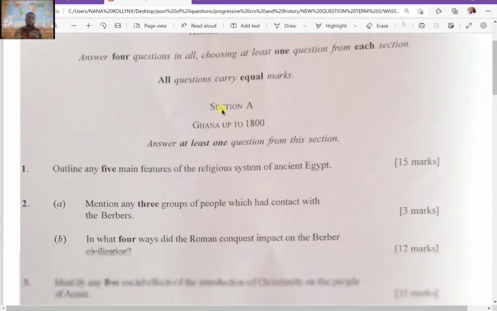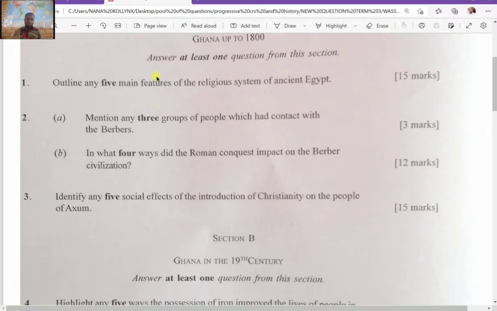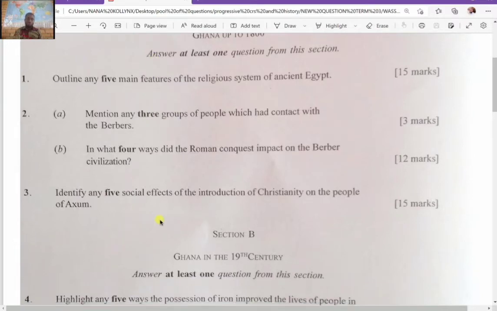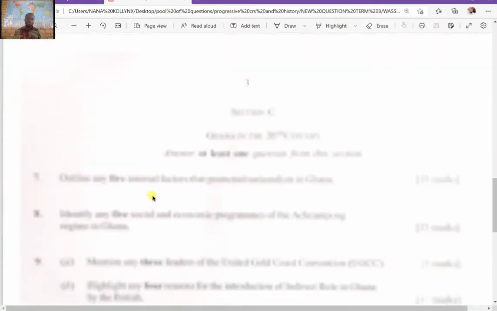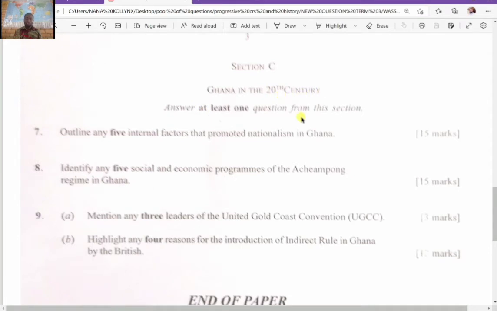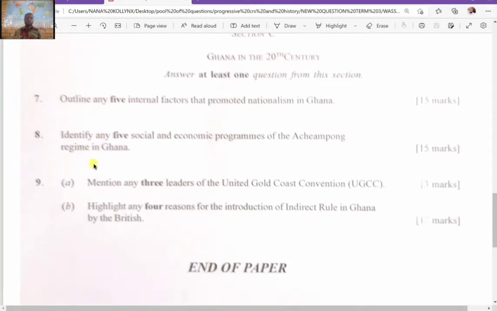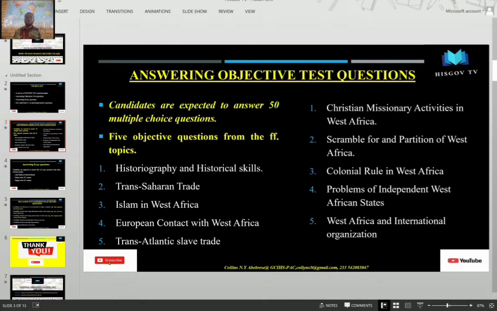Then paper B, you will have 3 sections. We have section A, which is the landmarks of African history. You have 3 questions there, and then you have section B, which is Ghana in the 19th century. You also have another 3 questions there, and then we also look at Ghana in the 20th century, where you also have another 3 questions to answer. And so basically, this is what the WASSCE exam is all about.